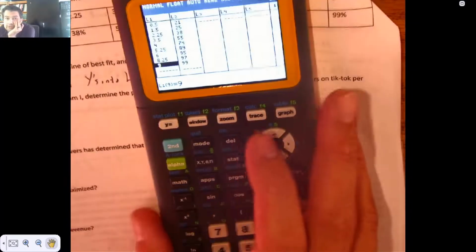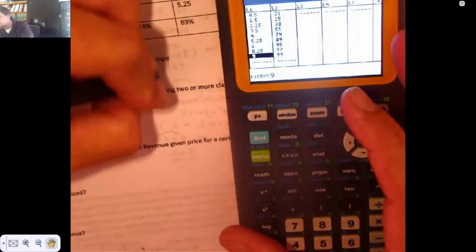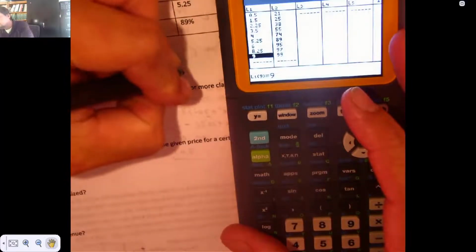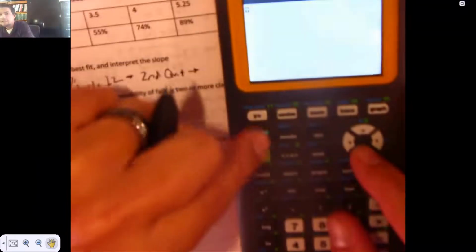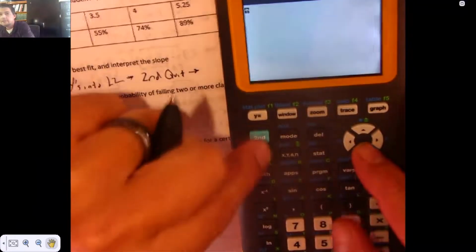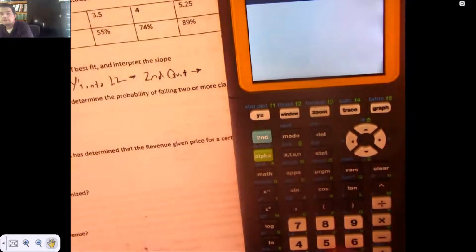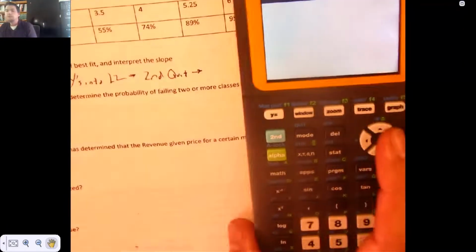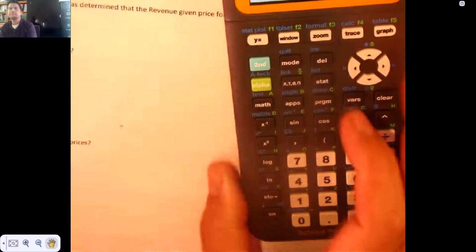All right, so after I've got that in there, I'm going to quit out, second quit. I wonder what's up with that red tint, man. I bet it's the contrast of the calculator. It's trying to fix that lighting situation. I don't know.